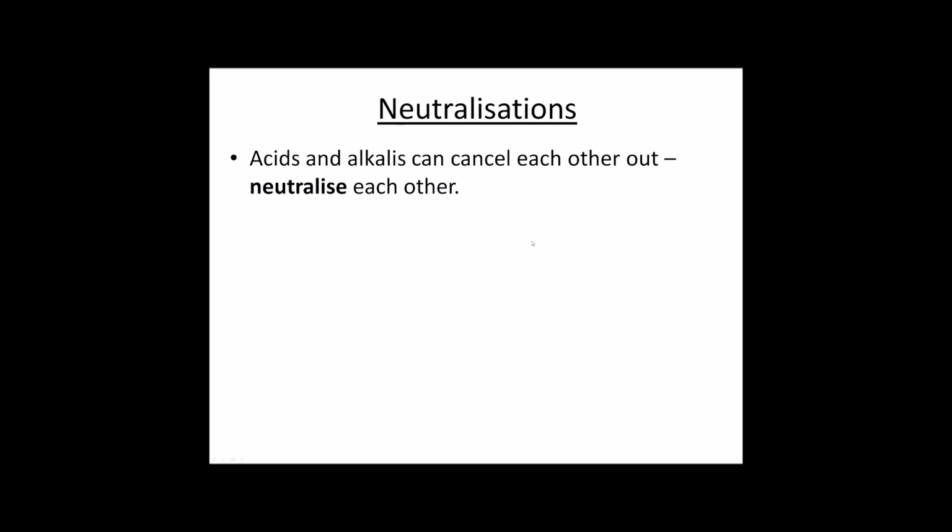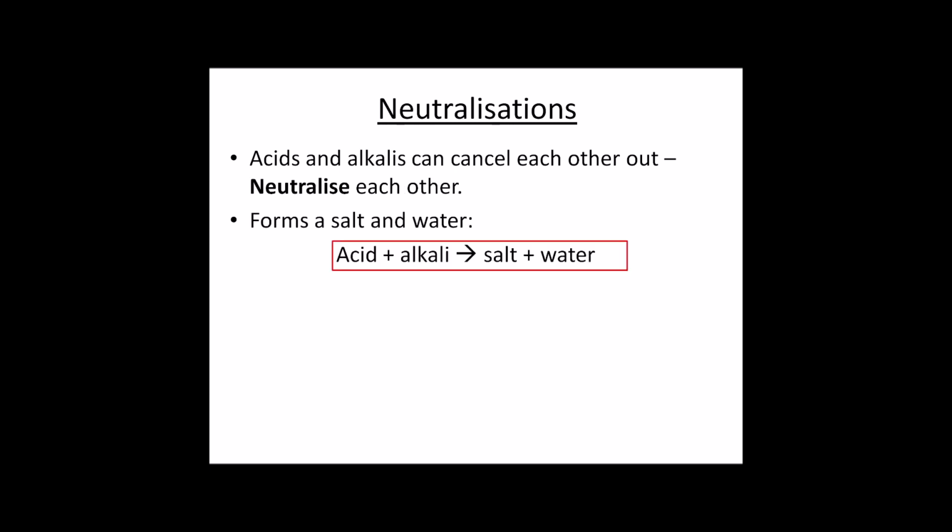So, acids and alkalis can cancel each other out, and that cancelling each other out means to neutralise each other. If I'm neutralising an acid, it doesn't necessarily mean I'm making the pH 7. If I'm starting off with a solution that has a pH of 1, and I neutralise it, I can partially neutralise it and bring it, say, up to a pH of 3 or a pH of 4. Whenever we have a neutralisation reaction, though, we always make a salt and water.